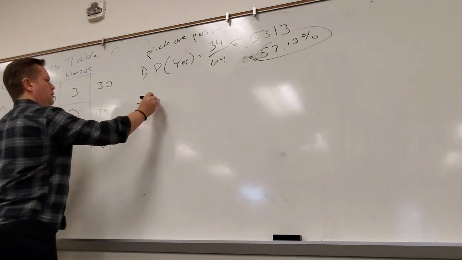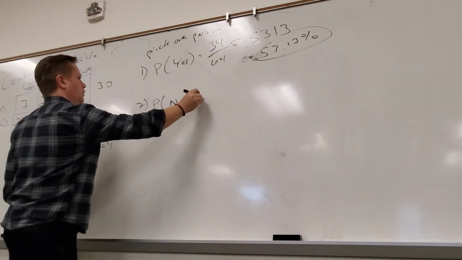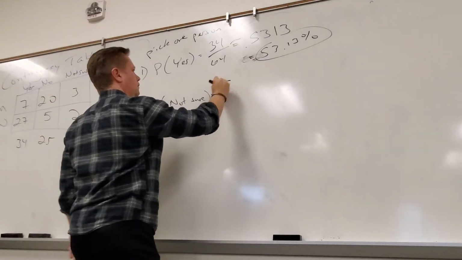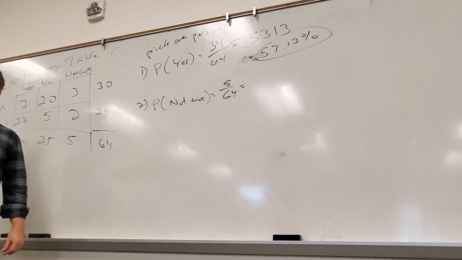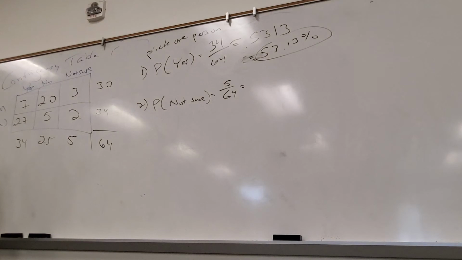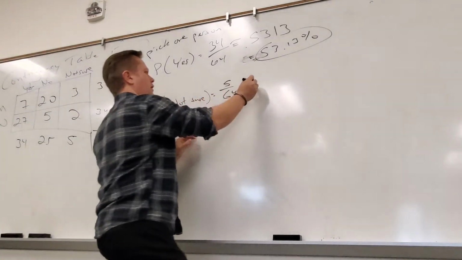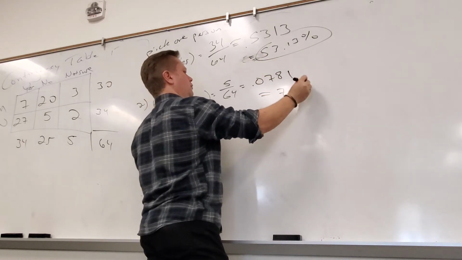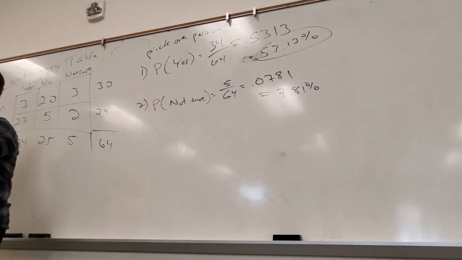So what about this? What's the probability that somebody wasn't sure? 5 out of 64. That's 8% almost. 0.0781. So 7.81% chance. Okay, how are we all doing? Is that so far so good?